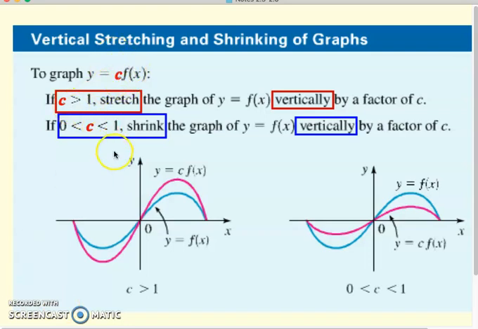If c is bigger than 1, that's like 2 times, 3 times, 4 times the size. It's going to stretch it out. If a number between 0 and 1, like a half, 2/3, 3/4, going to get smaller. So this is how we determine our stretching and shrinking.